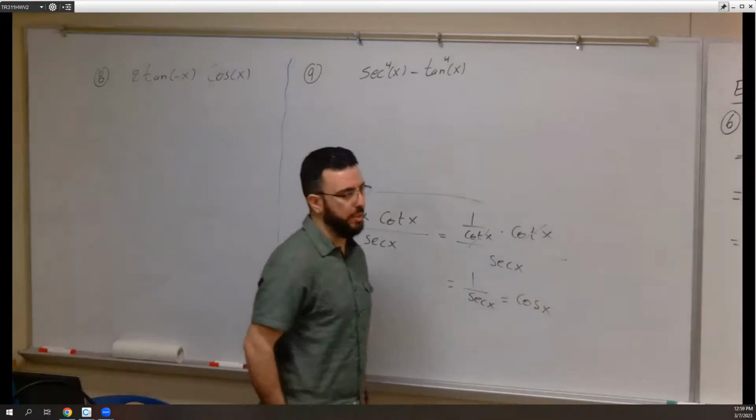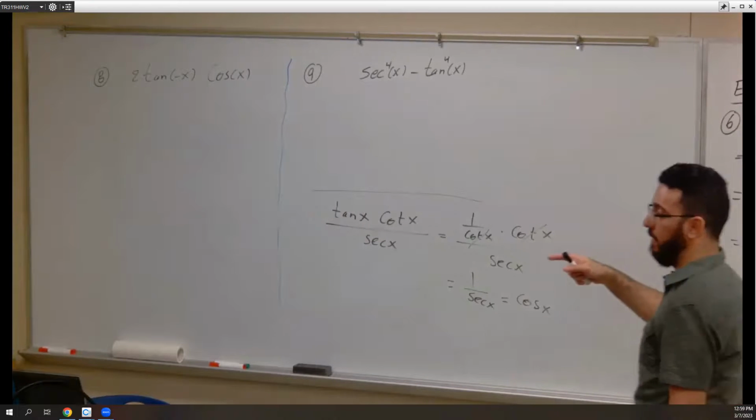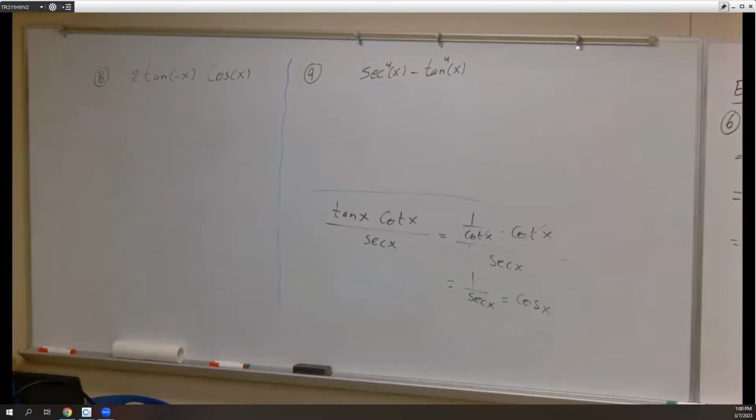So work on this one, number 8. It says 2 tangent negative x cosine x. How are we going to solve this one? Check the angle for the tangent. The angle for the tangent is what? Negative. That means I'm going to go to the negative angles. So tangent negative x equals what? Negative tangent x.